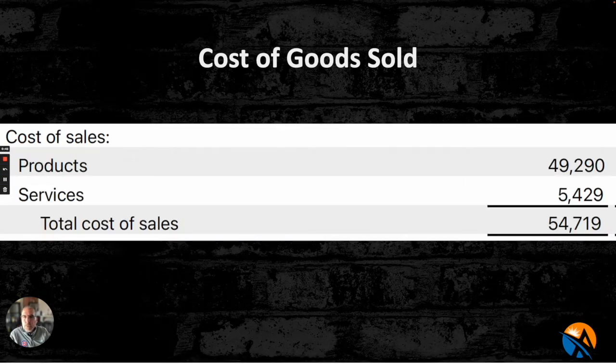Notice that the cost of sales is also separated into the same categories as sales. This is important when you're looking at your gross margin, which I'll discuss next. But overall, you can see here that Apple is showing you what the costs are that relate specifically to the products and specifically to the services.